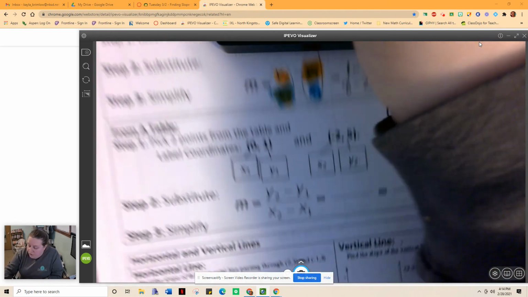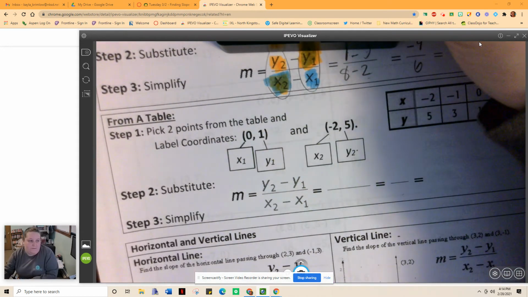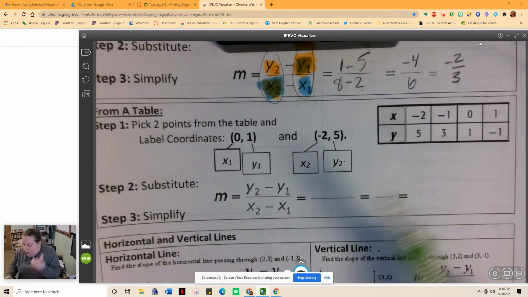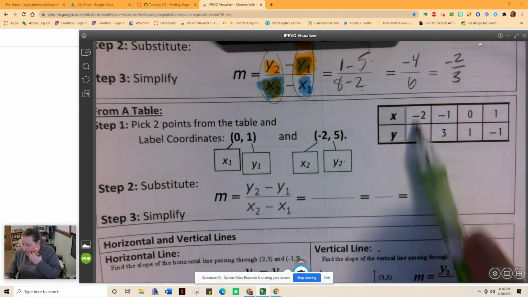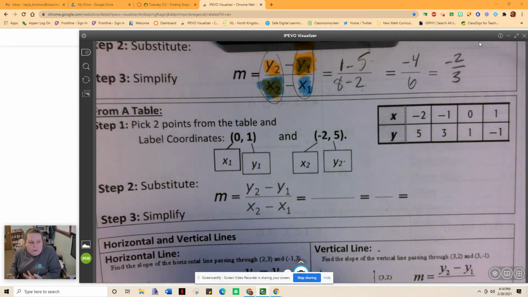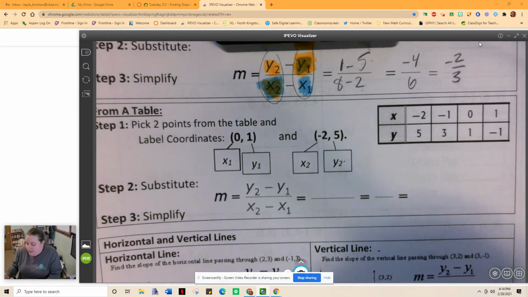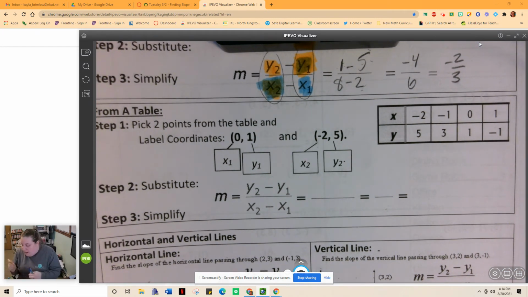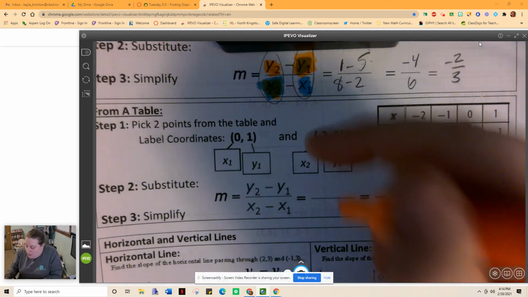Okay. So same exact way you can find it for a table. So you pick out your coordinates. And once again, there are multiple coordinates in this table. So they picked out (0, 1) and (-2, 5). Okay. So I'm going to just do a little bit of highlighting. This just helps me.